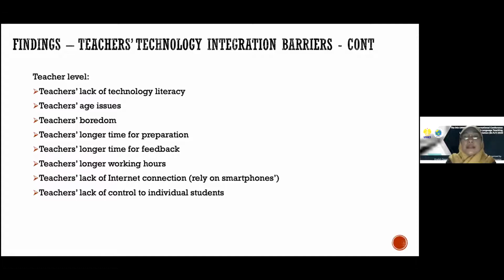This is in relation to, for example, when teachers give assignments, assessments, and so on. Then there are teachers' longer working hours and teachers' lack of internet connection. Some teachers rely only on smartphones. They do not have Wi-Fi at home, for example, and also there is teachers' lack of control of individual students.